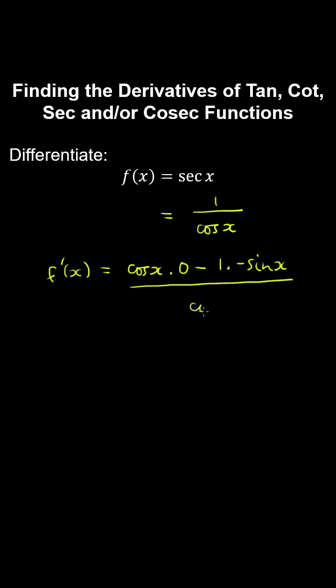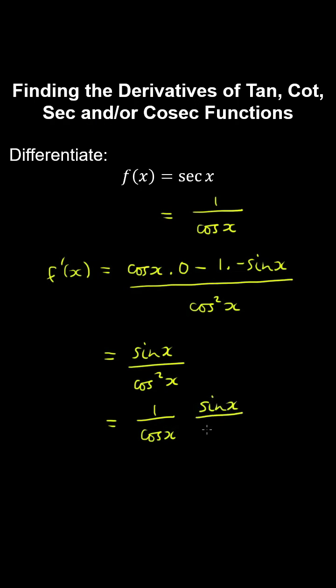Let's find the derivative of sec x, which can be written as 1 over cosine x using the trig identity. And now we can use the quotient rule to evaluate the derivative. So we have low d high minus high d low, and that's divided by low squared. So that gives sine x over cosine squared x, which is also equal to 1 over cosine x by sine x on cos x. And therefore, using our trig identities, this can be written as sec x by tan x. And this is another derivative we can remember.